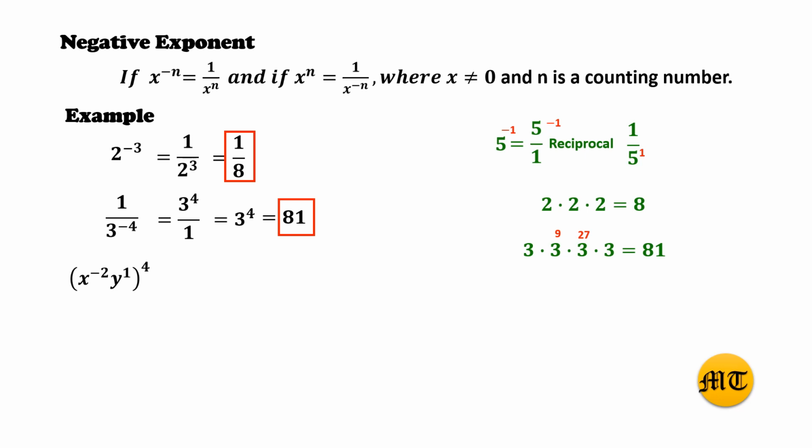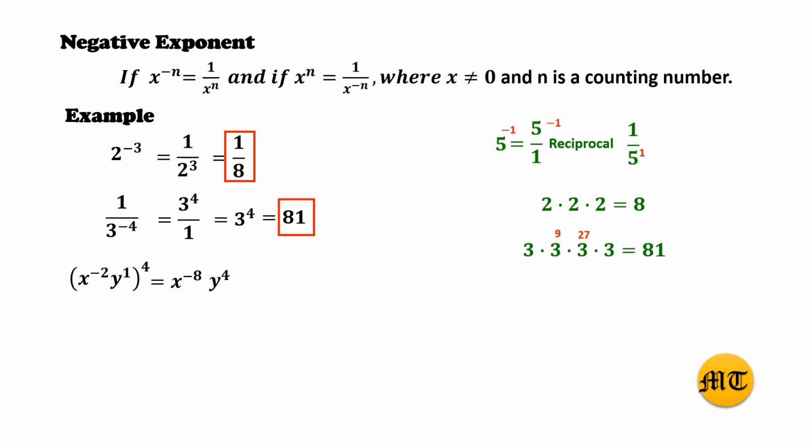We have x raised to negative 2 multiplied by y raised to 1, open and close parenthesis, raised to 4. First, we need to distribute the 4 to each exponent in the parenthesis. We have 4 multiplied by -2. The result is x raised to -8. Then, 4 multiplied by y raised to 1. The result is y raised to 4. So, we have x raised to -8 and y raised to 4.